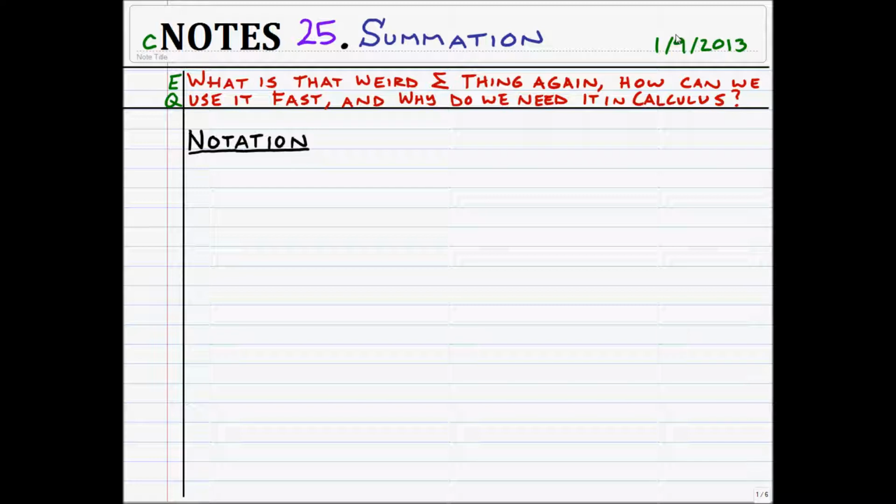So what we're going to do today, as it says here on the notes, for the essential question, we're trying to figure out what is that weird E thingy. If you don't remember that, obviously we'll talk about that in just a second. We'll talk about the notation we use for summation, how we can use it fast and execute a summation in really quick order, and then, of course, why we might need it in calculus. We just want to touch on that a little bit.